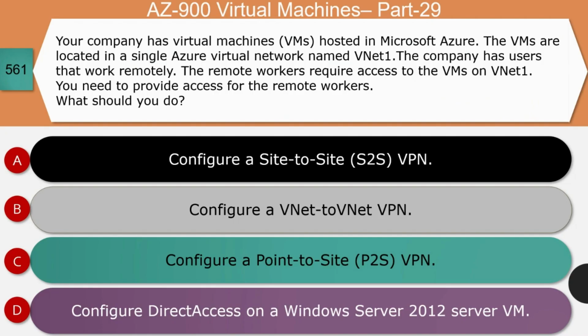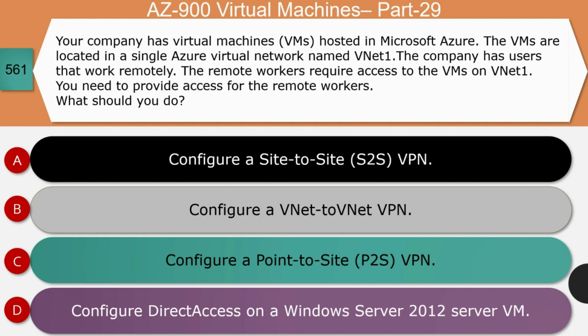First question, your company has virtual machine hosted in Microsoft Azure. The VMs are located in single Azure virtual network named VNet1. The company has users that work remotely. The remote workers require access to VMs on VNet1. You need to provide access for the remote workers. What should you do?